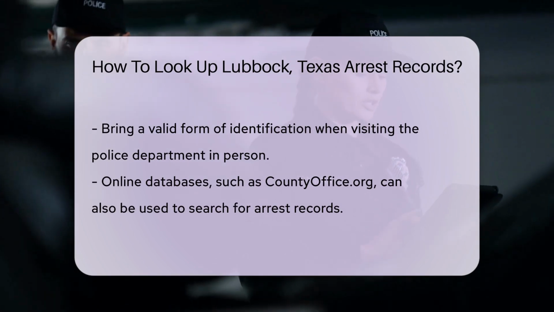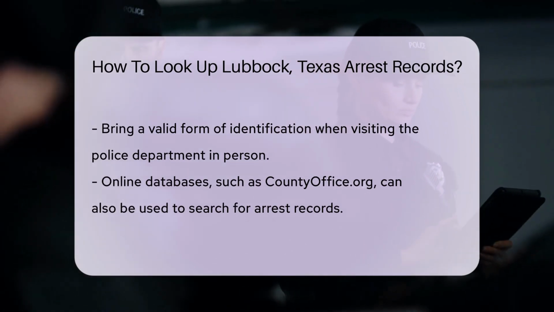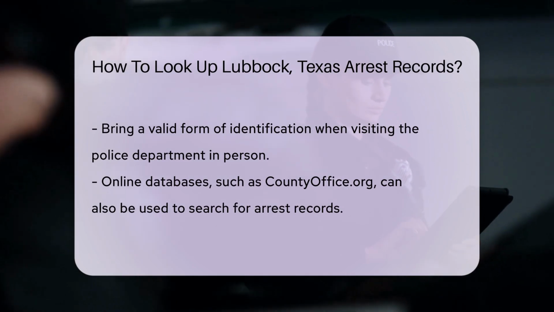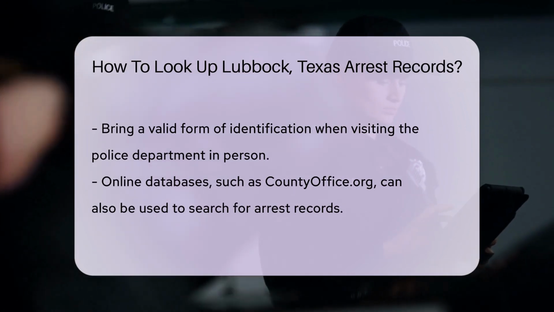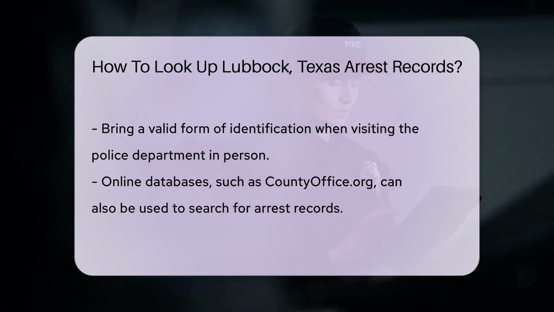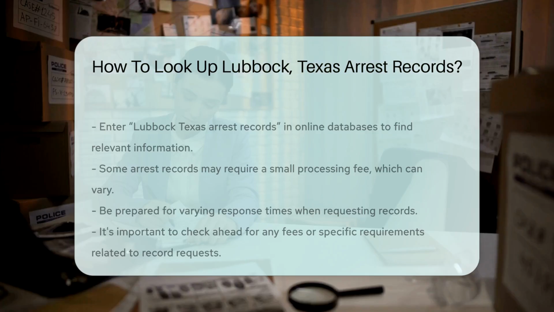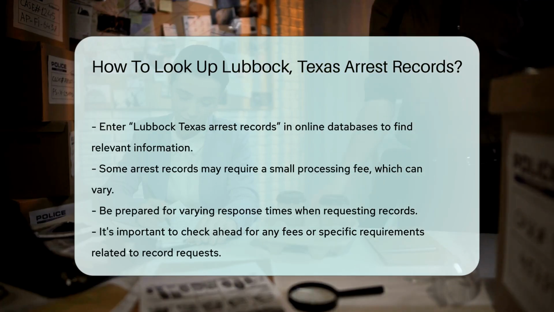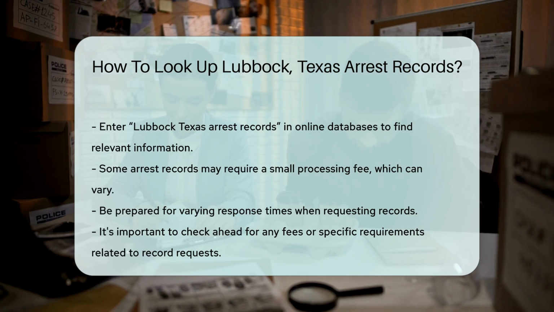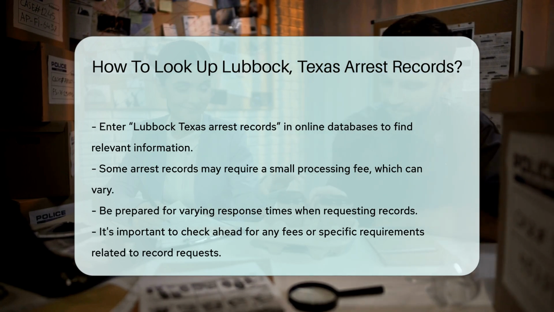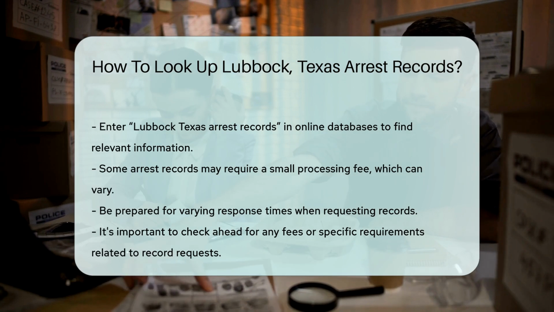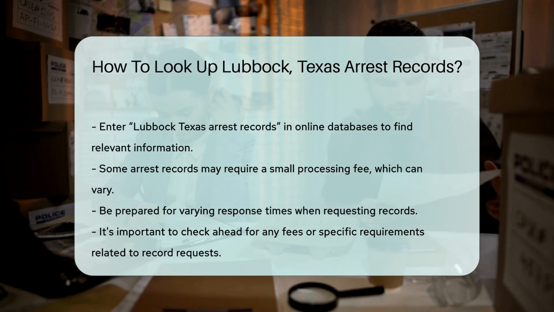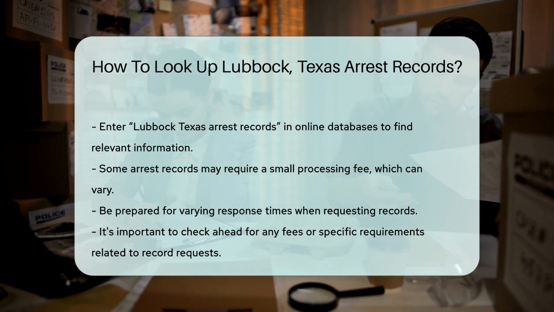For a broader search, consider using online databases. Websites like countyoffice.org can provide access to arrest records and other public documents. Simply enter Lubbock, Texas arrest records in their search bar. Keep in mind that some records may require a small fee for processing. This fee can vary, so it's a good idea to check ahead of time. Additionally, response times for record requests can vary, so be patient.